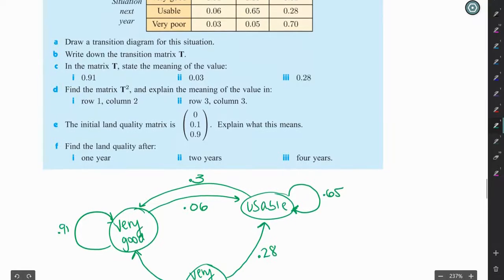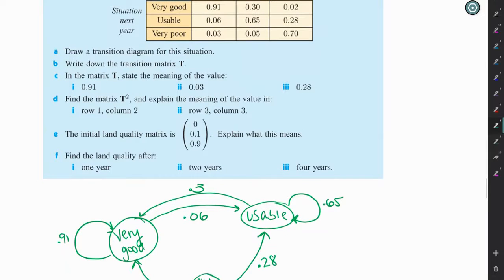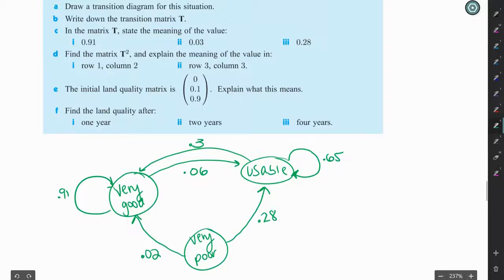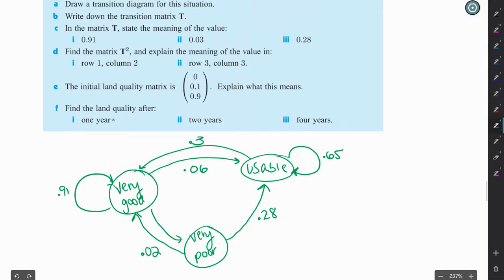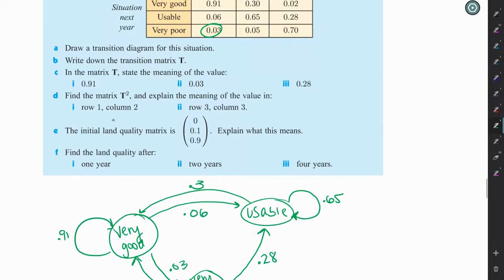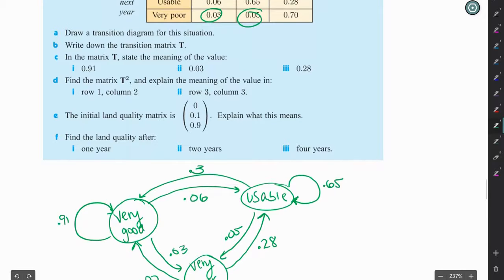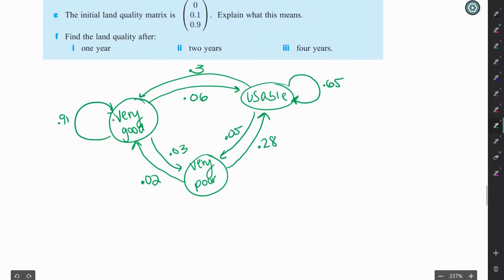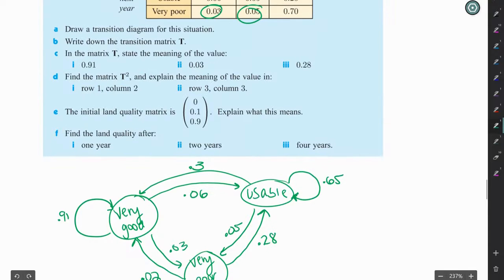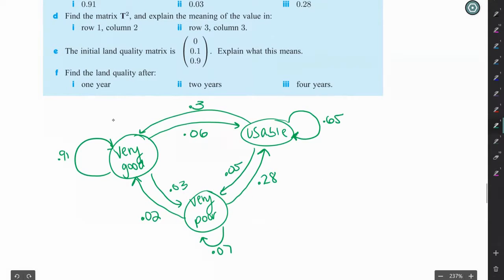The probability that I'm very good this year and become very poor next year is 0.03. The probability that I'm usable this year and become very poor next year is 0.05, and the probability that I am very poor and stay very poor is, sorry, just 0.7.